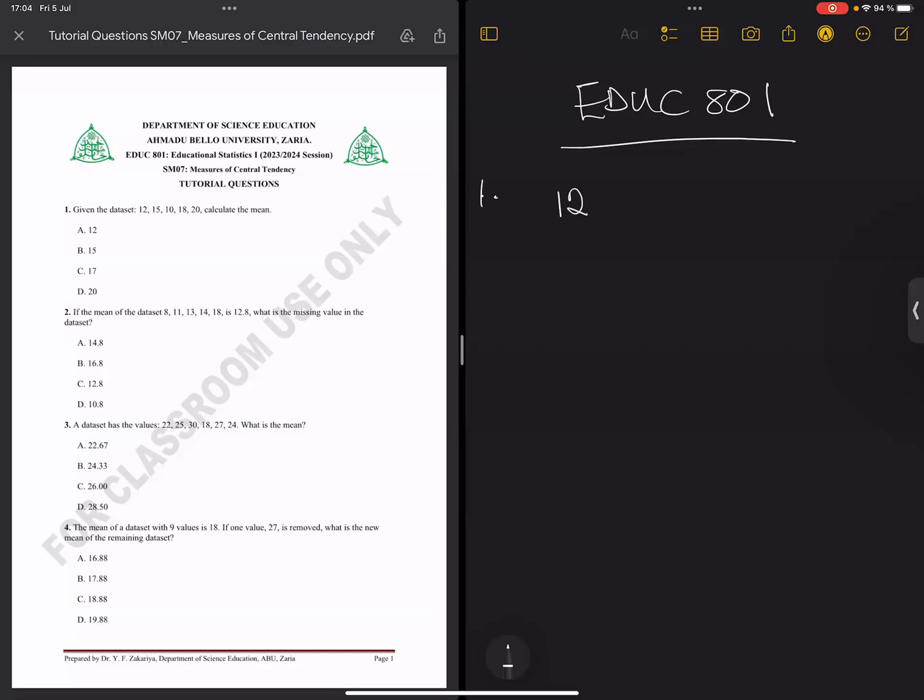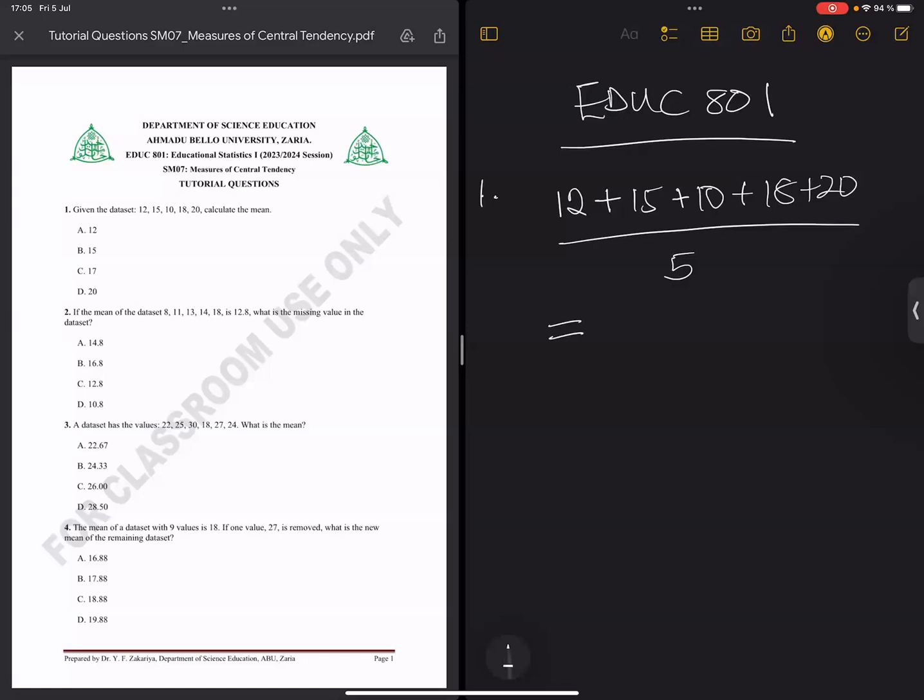We have the data set 12, as it is written. Perhaps I don't have to write this again. From what you were taught in class, the mean of a data set of this nature is just defined as the sum of items over the number of items. So that is the arithmetic mean. In this case, you have 5 items in a data set. So you find the sum and then divide by the number of items, which is 5. So the solution to this problem will simply be 12 plus 15 plus 10 plus 18 plus 20, and then divided by 5.